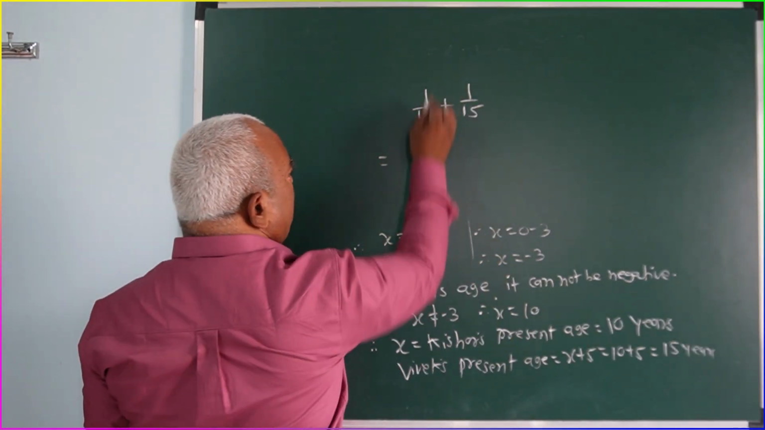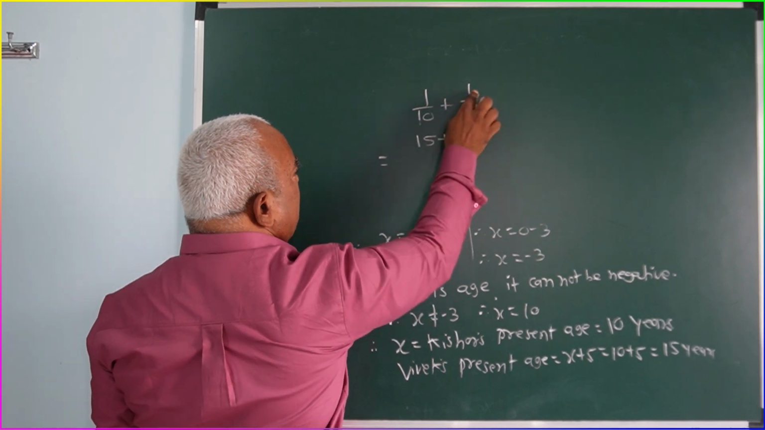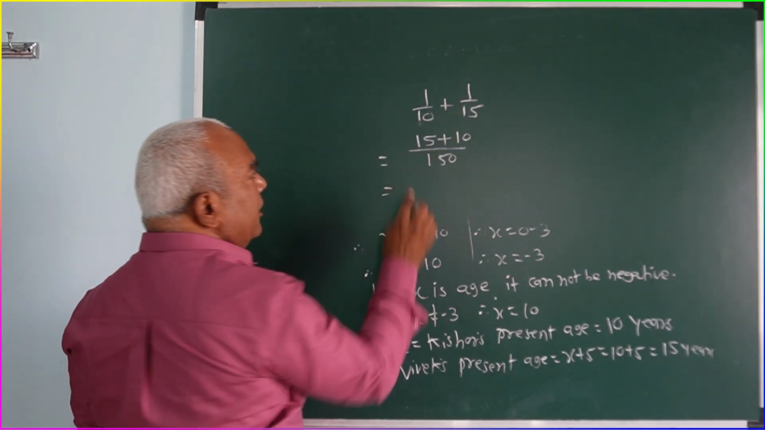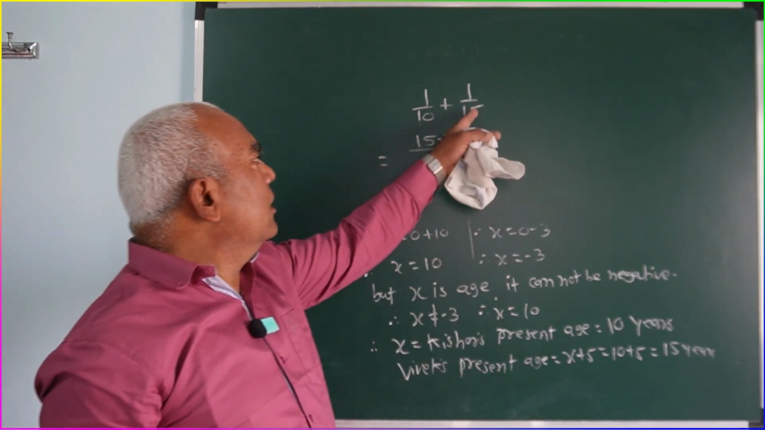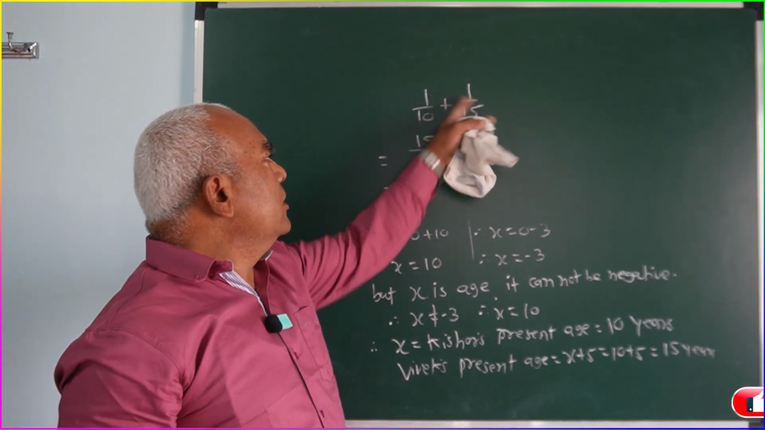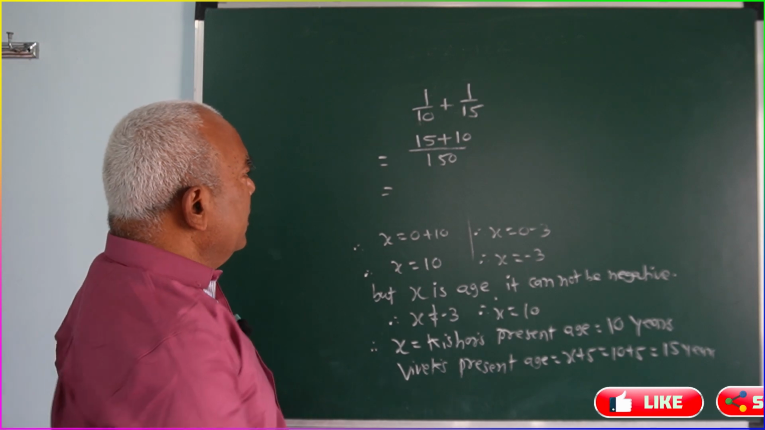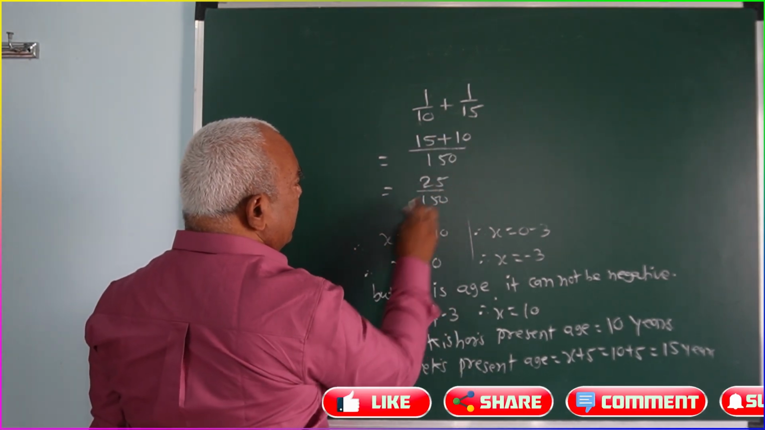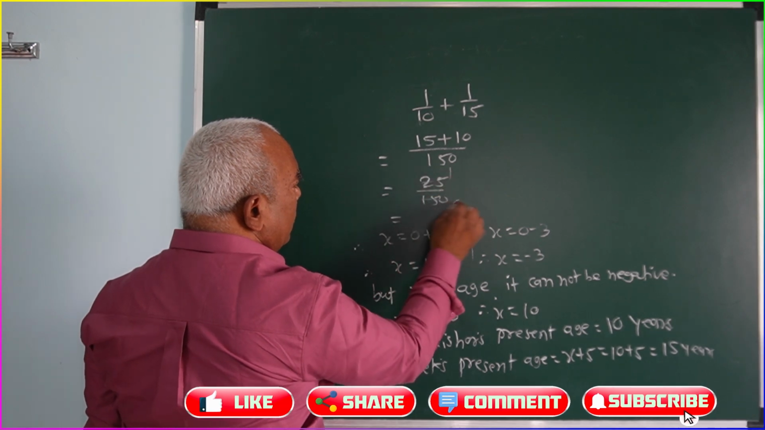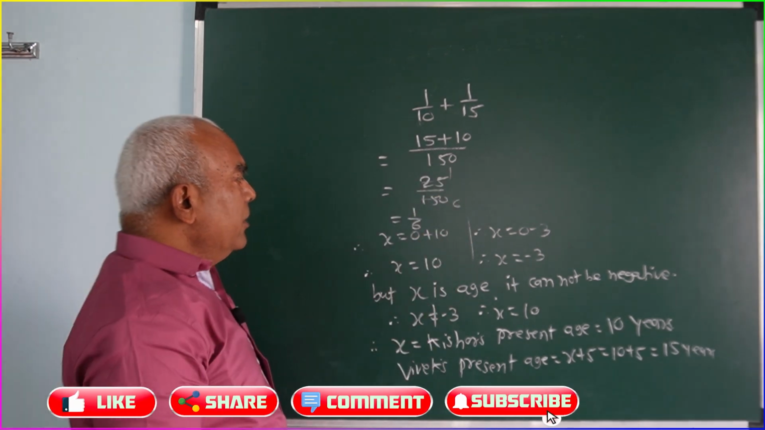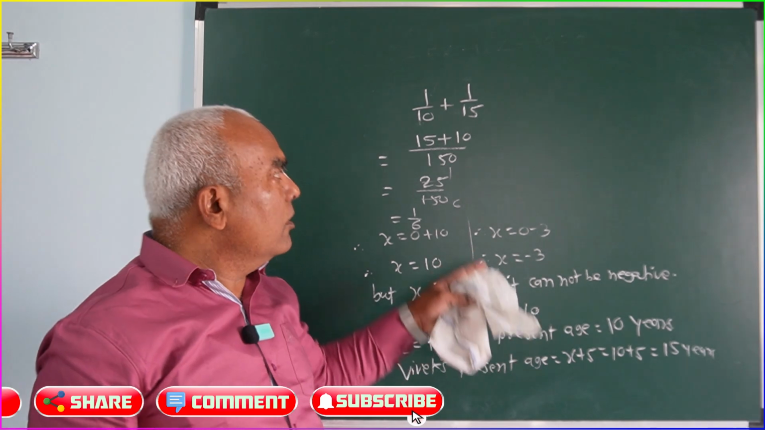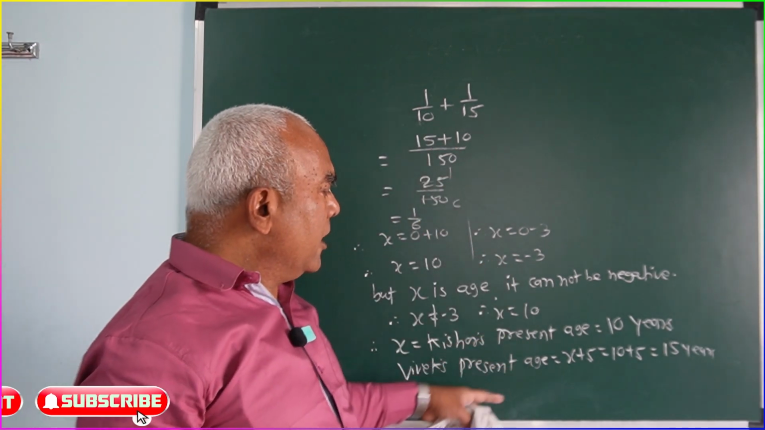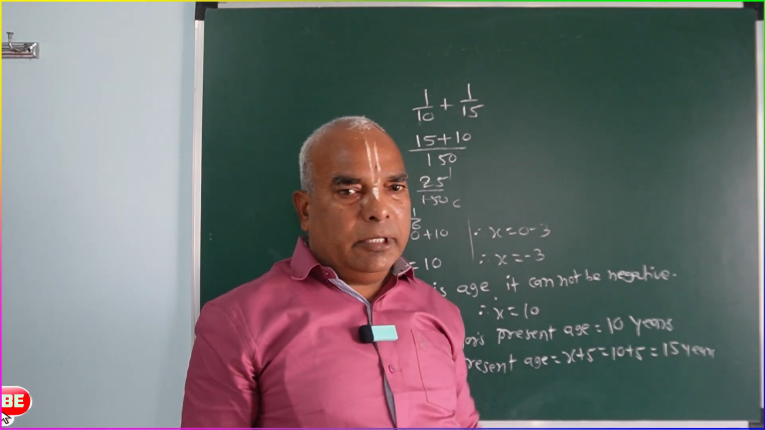Now see here, cross multiplication: 15 ones are 15, 10 ones are 10, and 10 into 15 is 150. 15 plus 10 is 25 upon 150. 25 ones are 25, 25 sixes are 150. The answer comes 1 upon 6. Therefore, the sum of the reciprocals of their ages is 1 upon 6, so it is verified and the answer is correct: 10 years and 15 years.